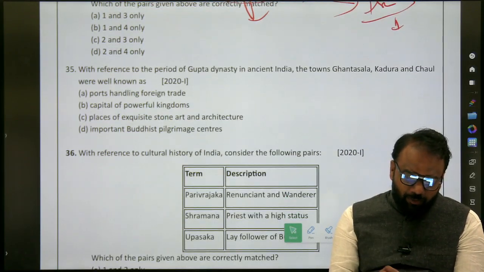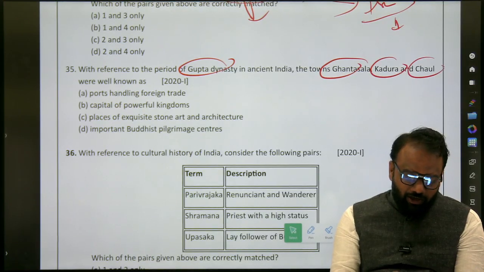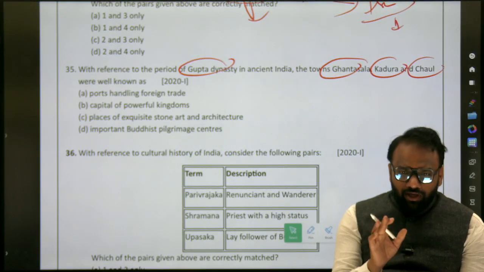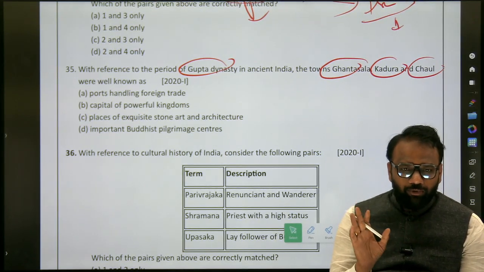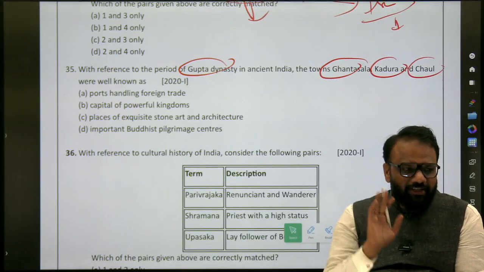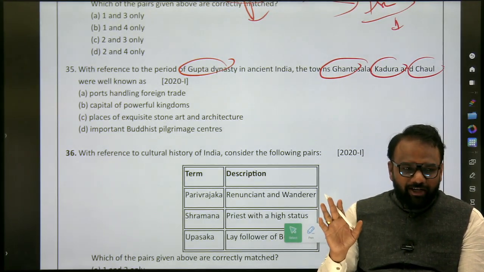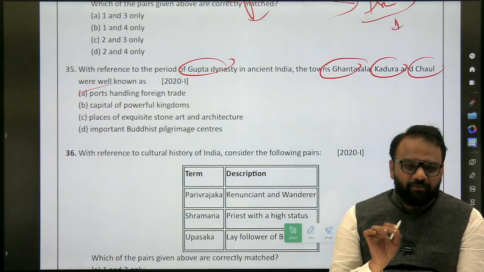Next, with reference to the period of the Gupta dynasty in ancient India, the towns Ghantasala, Kadura and Chaul were known as? Now see here, this is very important. In recent years, there have been questions repeatedly about ports. So in the options, if you are not aware of anything, as a last weapon, in the last 5 or 10 minutes, you just blindly mark it as ports.